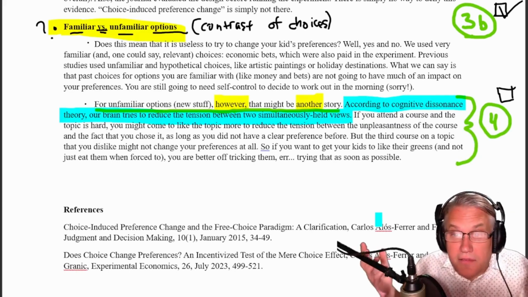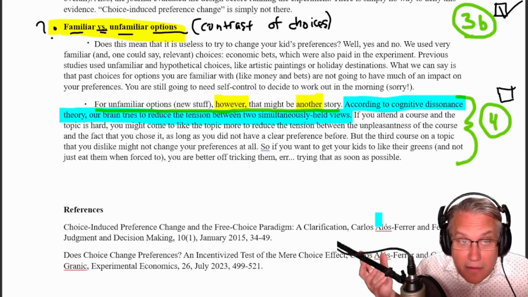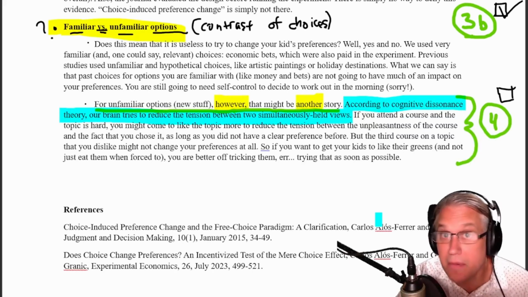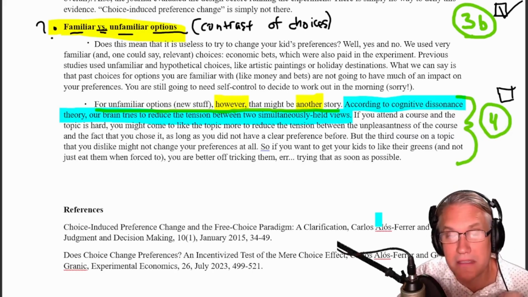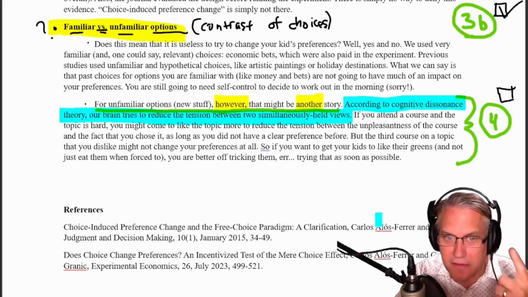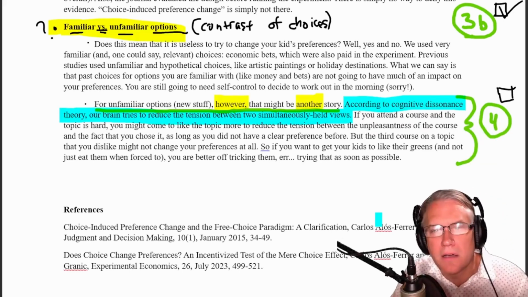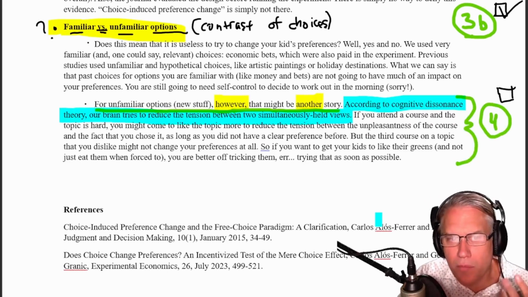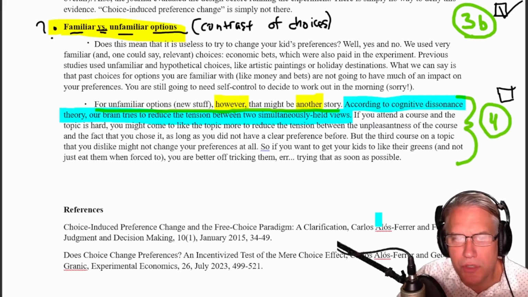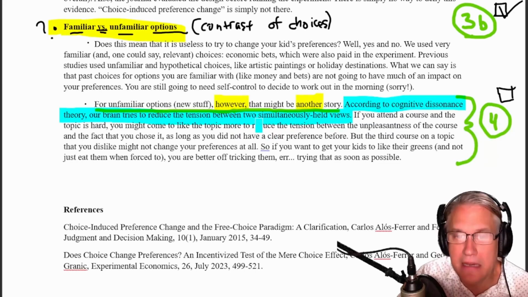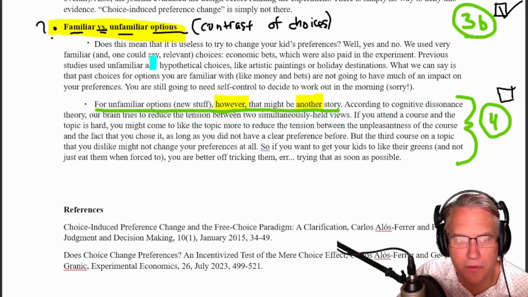According to cognitive dissonance theory, what is that? I don't know what that is. Cognitive dissonance theory. Maybe that's explained above. I don't know. This is a new idea to me, definitely related to psychology. According to cognitive dissonance theory, our brain tries to reduce the tension between two simultaneously held views. I need to be able to read this better.